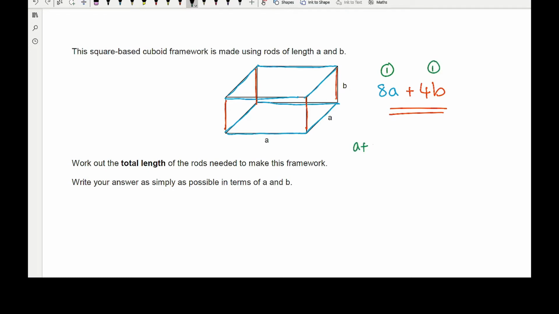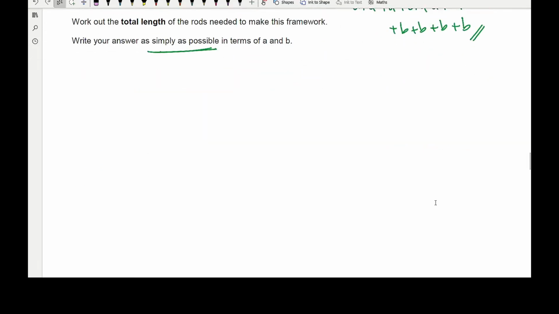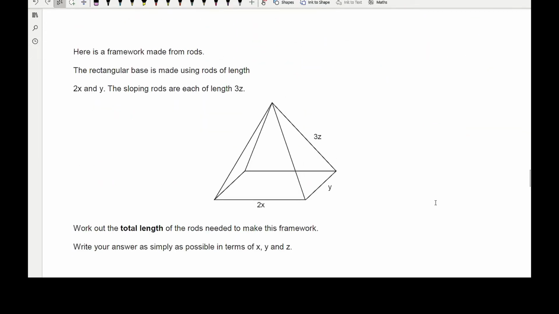If you did go on to write just a plus a plus a plus a plus a plus a plus a plus a plus b plus b plus b plus b, you would lose a mark, because although that is correct, it does specify in the question to give your answer as simply as possible. So moving on to the next question, again very similar. It says that here is a framework made from rods. The rectangular base is made up using rods of lengths 2x plus 2x and y. The sloping rods are each of the length of 3z.